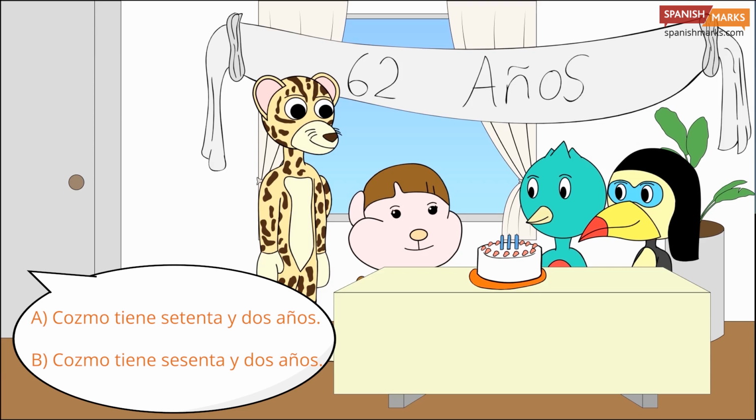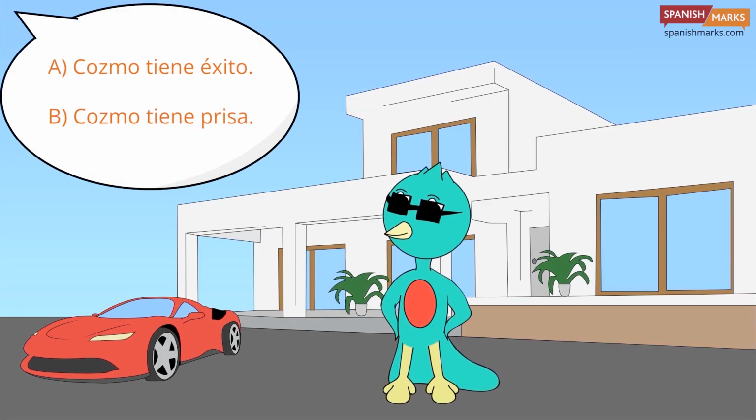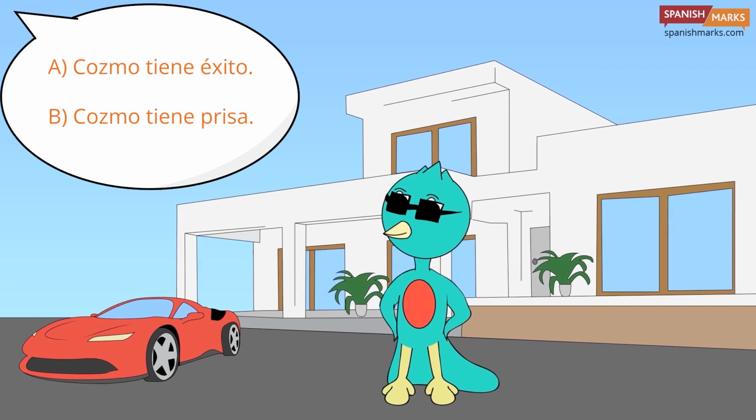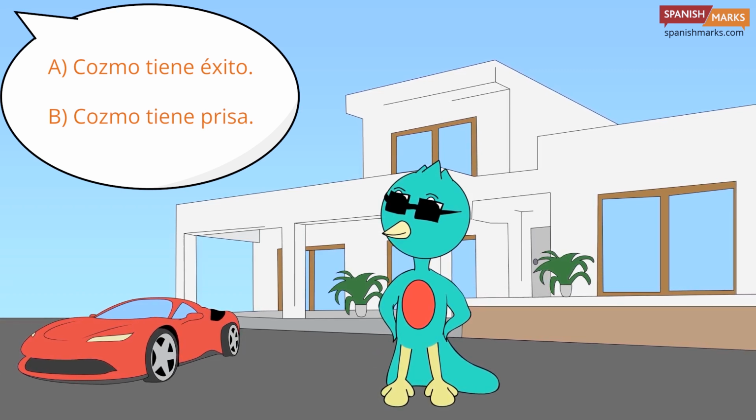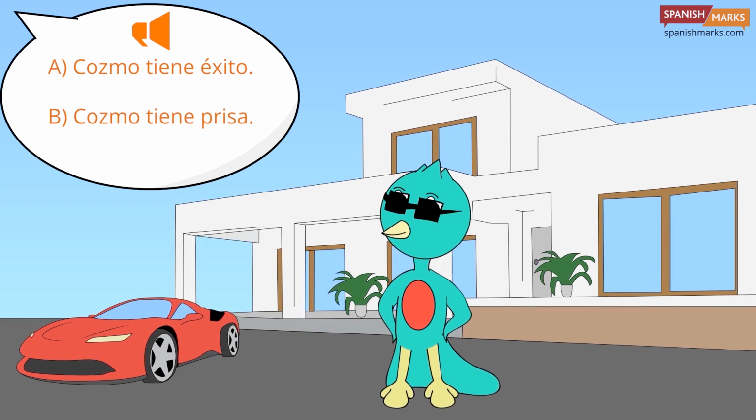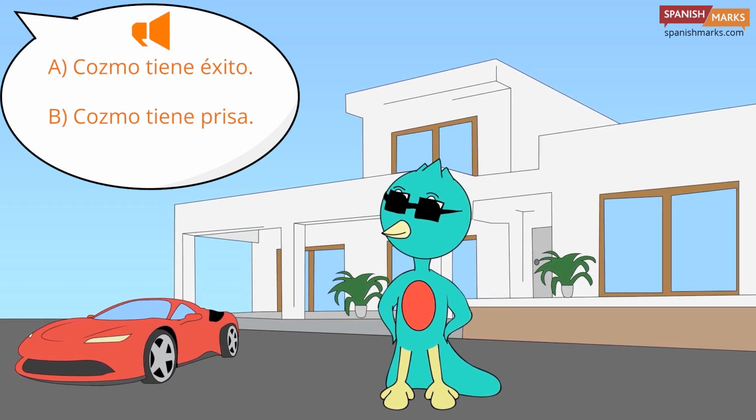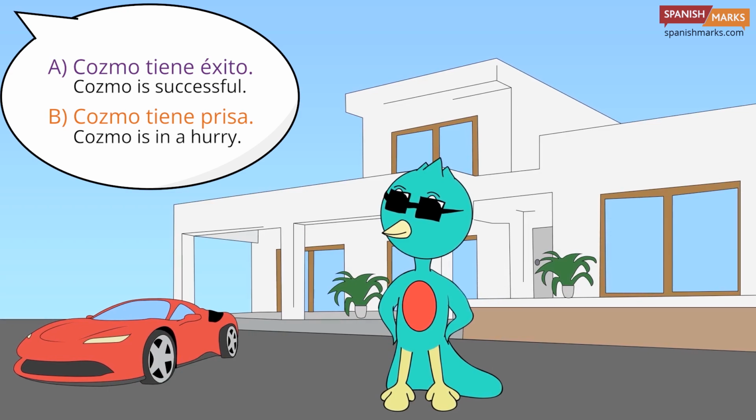A. Cosmo tiene 72 años. B. Cosmo tiene 62 años. ¡Feliz cumpleaños, Cosmo! It is B. Cosmo tiene 62 años. A. Cosmo tiene éxito. B. Cosmo tiene prisa. Finally, the answer is A. Cosmo tiene éxito.